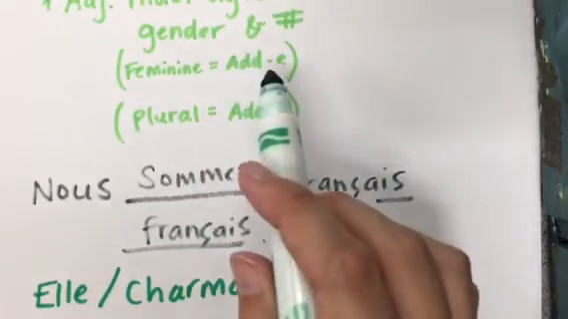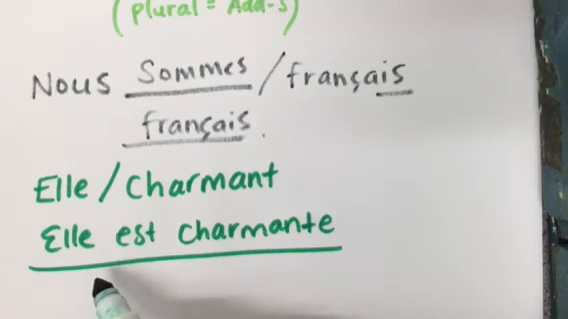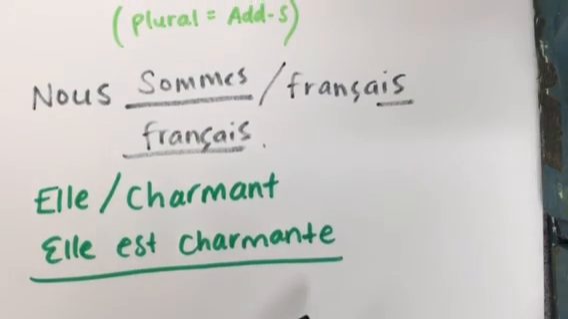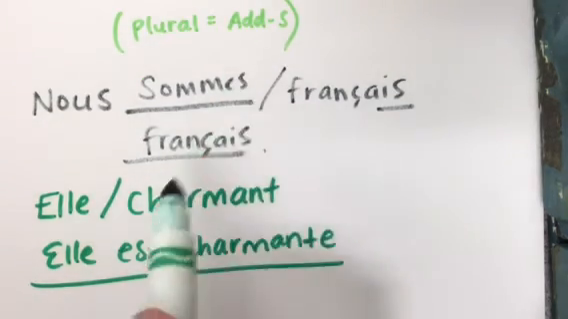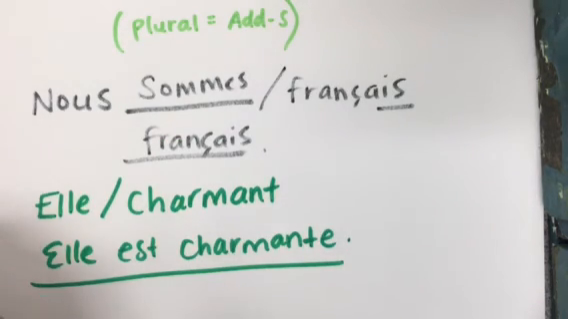Is it feminine? You add an E. Elle means she. It is feminine. I have to add my E. Is it plural? Am I talking about more than one person? No, I'm just talking about one girl. She is charming. I'm not going to add an S. Okay? So that is that section of the test.